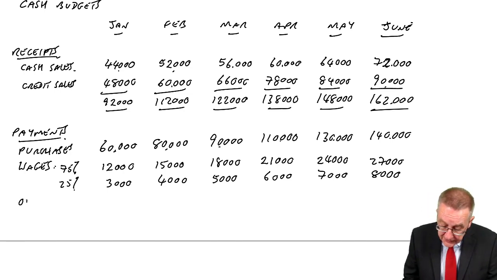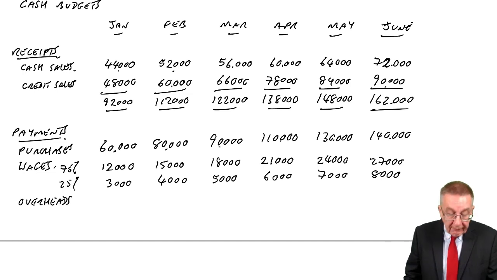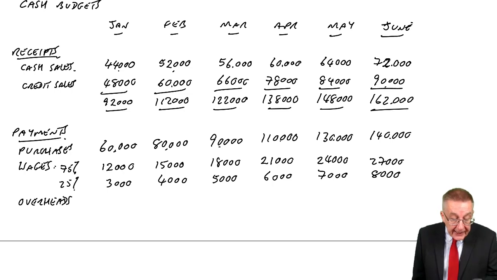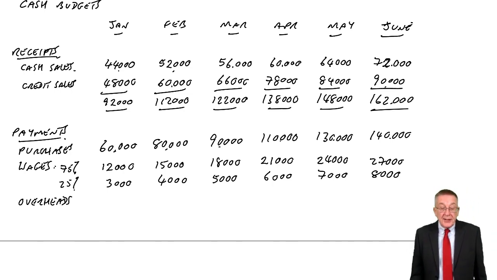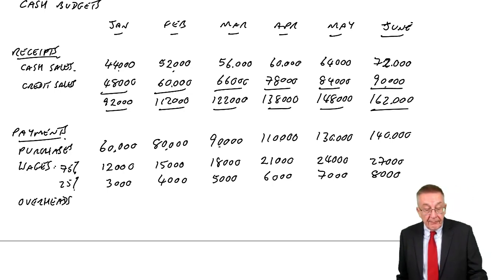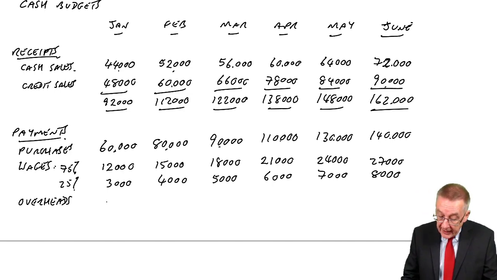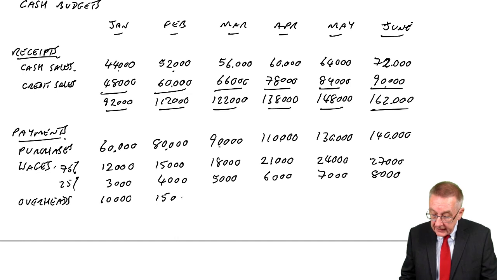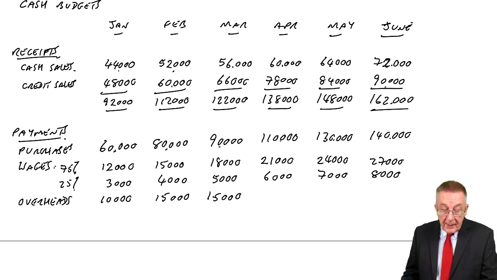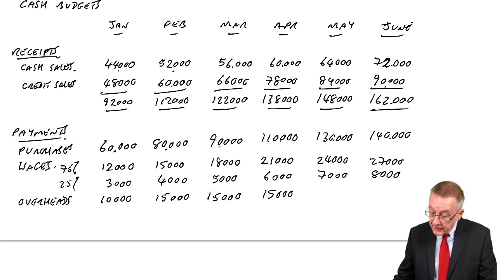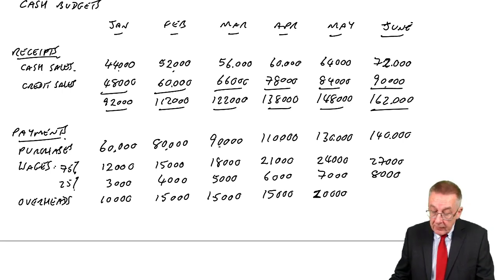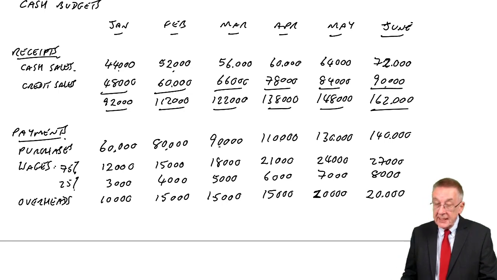What else? Overheads. We know the expense each month, but when are they paid? Well, D says overheads are paid the month after they're incurred. So in January, we'll be paying December's overheads, which were 10,000. February, we're paying January's overheads, which are 15. March, we pay February's, which are again 15. April, we pay March's, which again are 15. May, we pay April's expenses, which were 20. And finally, in June, we pay May's expenses, which again are 20. That's a nice easy one.